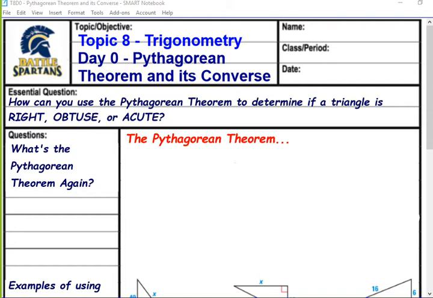A brief review on the Pythagorean theorem, and then we're going to talk a little bit about the converse of the Pythagorean theorem to help us classify triangles by their angles. In other words, we can use the Pythagorean theorem to tell if a triangle is right, obtuse, or acute.